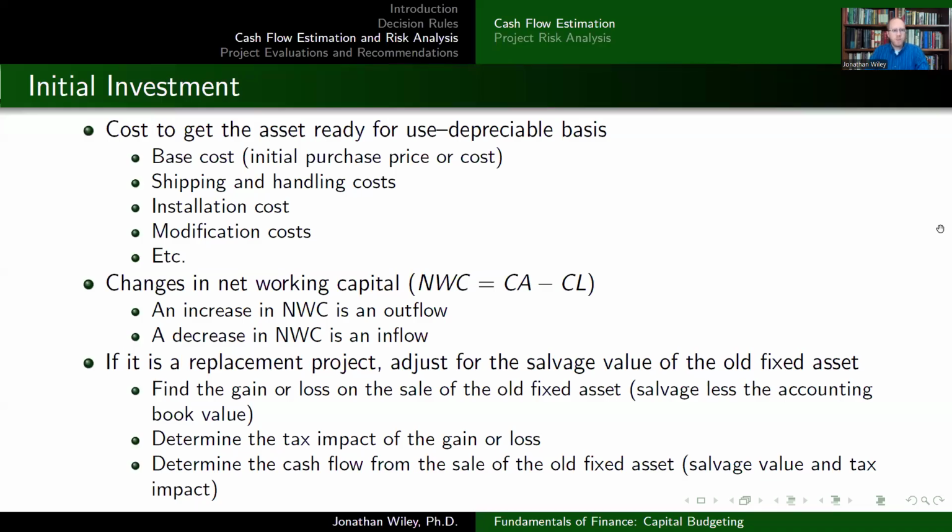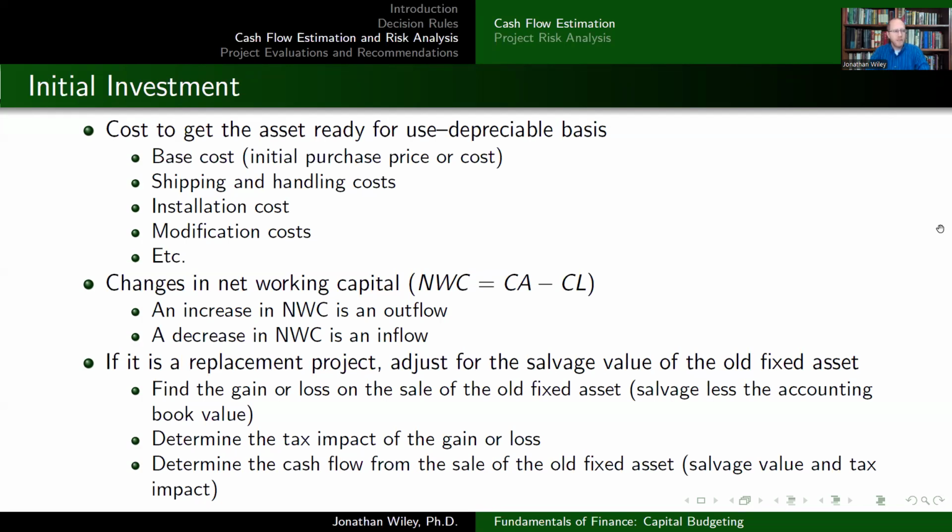Okay, so in this video, I'm going to talk a little bit about how the initial investment is computed as it relates to a capital budgeting project. So basically, to start with, one of the things you're going to need to look at is the overall cost to get the asset ready for use. And that's going to be our depreciable basis. And this is going to include basically everything that has to be spent on this equipment or asset in order to get it ready and available for use.